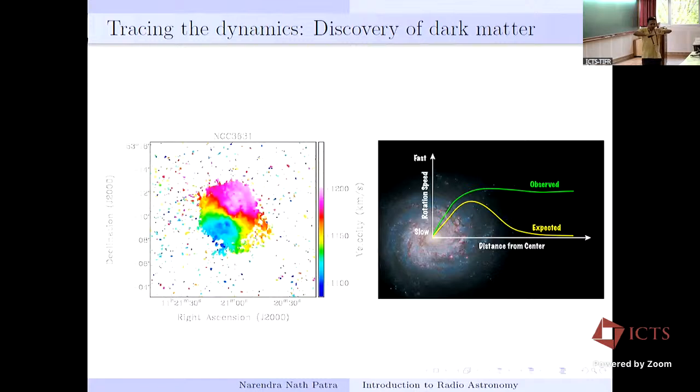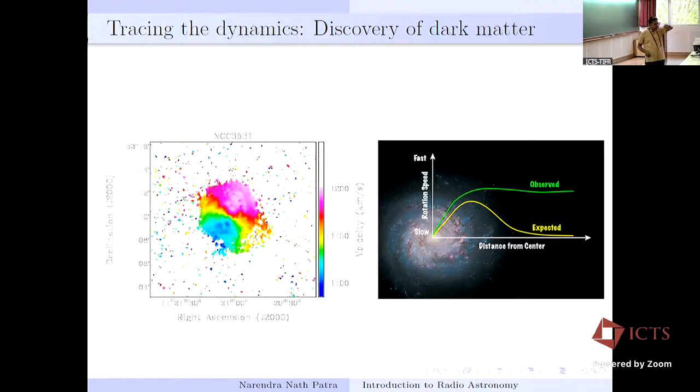And then you place them in the galaxy, and Newton's law tells you that if you have this much mass, this much speed should be there. And that speed, calculated from Newton's law, is this, the expected one. But when you do this spectroscopy exercise, to see which part of the galaxy is at what velocity, you get something like this. So it means that there is a discrepancy.